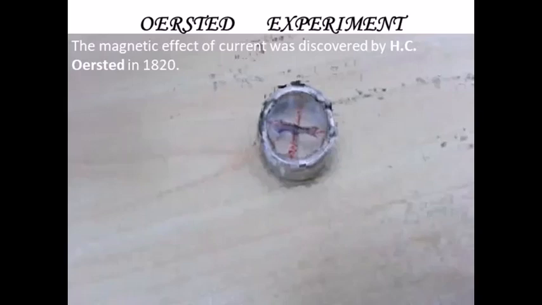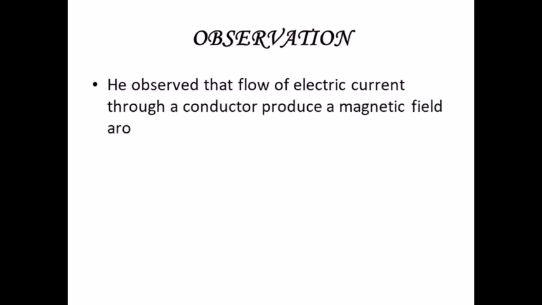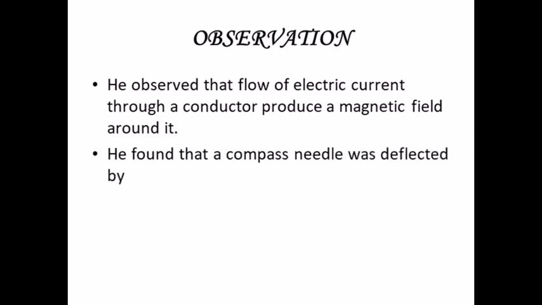And this experiment was accidentally observed by Ørsted. Ørsted was the scientist who accidentally discovered the magnetic effects of current in the year 18.. What were the observations of the Ørsted experiment? First observation, that flow of electric current through the conductor produces a magnetic field. We have just seen that in that experiment. And second, the compass needle is actually deflected by the current carrying wire, and when we reverse the direction of the current, the deflection also gets reversed.